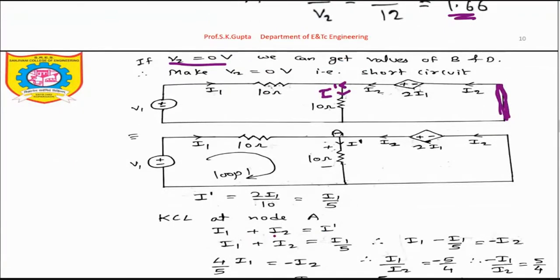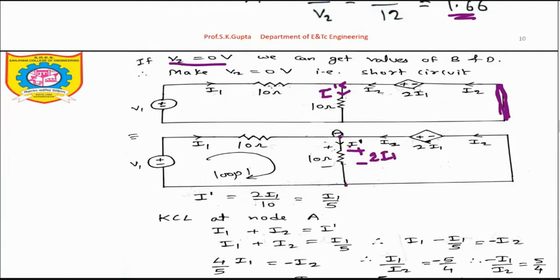Okay. Now, one observation. This 10 ohm resistor and this voltage source are in parallel because they are sharing the same two nodes. This node is shared by this 10 ohm resistor and this voltage source. So as these two are in parallel, this is the voltage value. So voltage across the 10 ohm resistor will be plus 2 minus 2I1. So this is the voltage across this 10 ohm resistor.